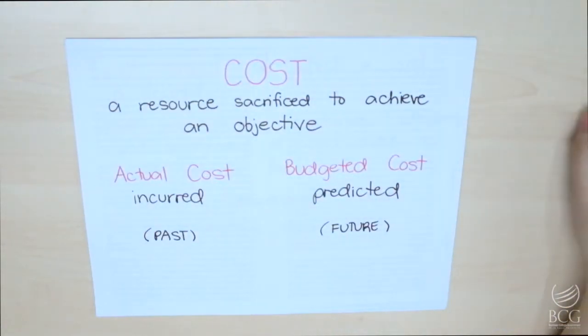So a cost is defined as a resource that is sacrificed or foregone to achieve a specific objective. If this cost was incurred in the past, then it's called an actual cost. And generally speaking, these are the costs that are shown in your financial statements. On the other hand, if these costs were predicted or estimated, then they are called budgeted costs, and these are usually used for the management to make economical decisions.